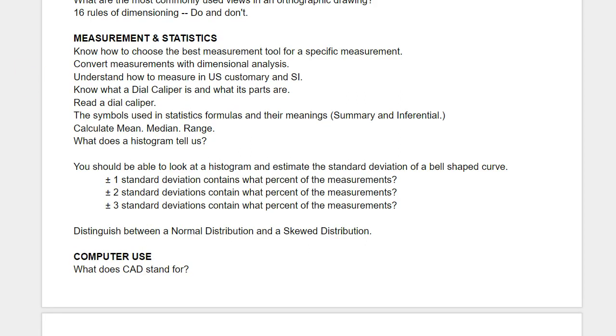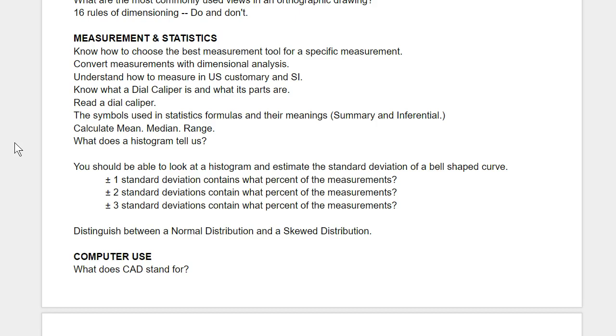Measurements and statistics, you need to know how to choose the best measurement tool for a specific measurement. So in this question it'll say you're going to measure a blank, and here are 4 different things to choose from. Which one is the best tool? You need to be able to use dimensional analysis to convert measurements from one unit to another. And you should have some of these notes written down. So unit conversions, you'll have to do this by hand during the test. If you go to Google, it's going to be considered cheating. So don't do that. You need to understand how to measure using US customary and system international measurement schemes.